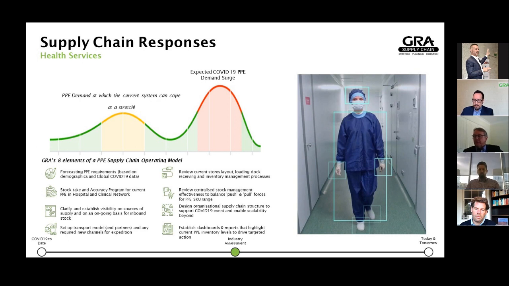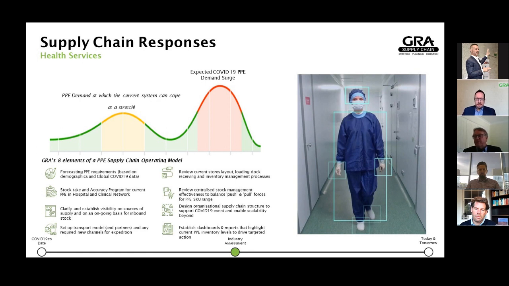Clarify and establish visibility on source of supply. As I said earlier, this has typically been often a single source of supply for key things which come from a state government or a federal government arrangement, to looking for alternatives because the demand is greater than they expect to be served with. Set up transport model and parameters for any new channels, and this is a lot of the work that we did recently, as Carter alluded to, that is still ongoing. It's just making sure that you're finding alternate channels, you have means of getting those goods through into the supply chain. Review of current stores layout, loading, dock, receiving, so making sure that the increase in goods can come in, be stored, and be issued efficiently and effectively on a 24/7 operation.